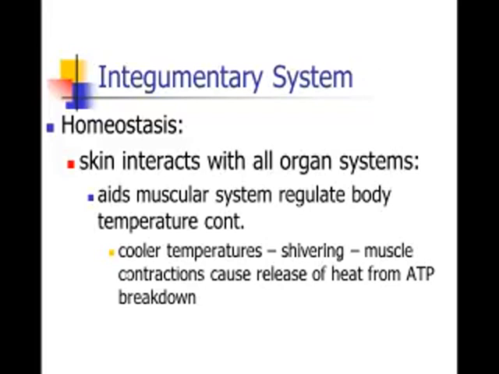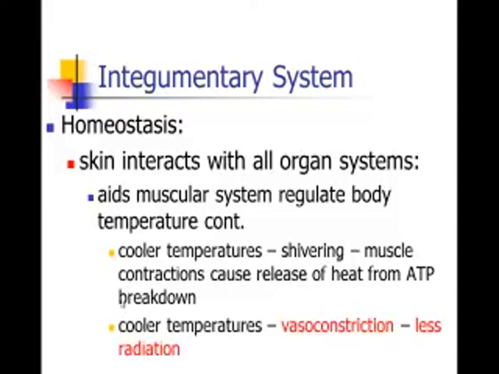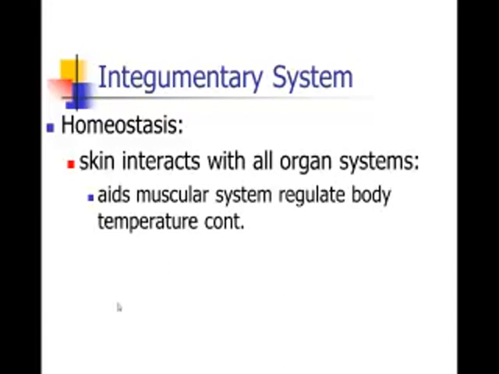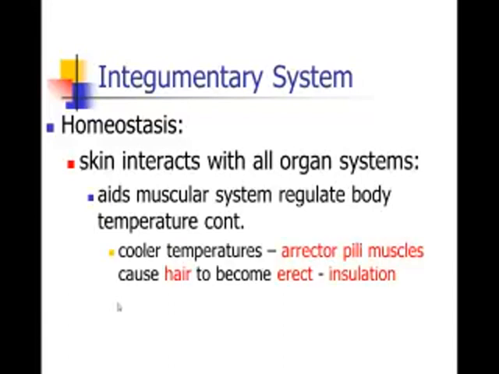In cooler temperatures, when you're cold, you shiver. Muscle contractions cause a release of heat, so that helps you warm up. But the skin helps retain that heat by having vasoconstriction, so there's less radiation of the heat from the surface. Skin is also going to have the erector pili muscles contract and cause the hair to become erect, and that helps us with insulation. Although honestly, for most people it doesn't make any significant difference.